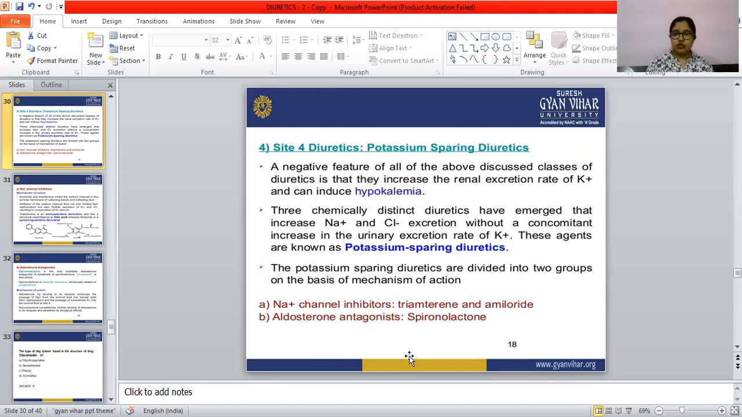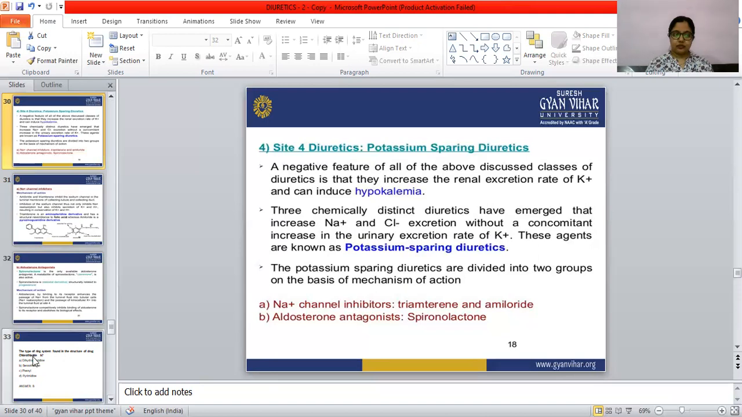So in today's class I just discussed what the potassium sparing diuretics are. In our next class we will discuss all of the drugs coming under the potassium sparing diuretics, all of the mechanisms of action, the uses of those drugs, and the SAR of the potassium sparing diuretics. There is no synthesis in our syllabus for this topic, so we will not discuss it.